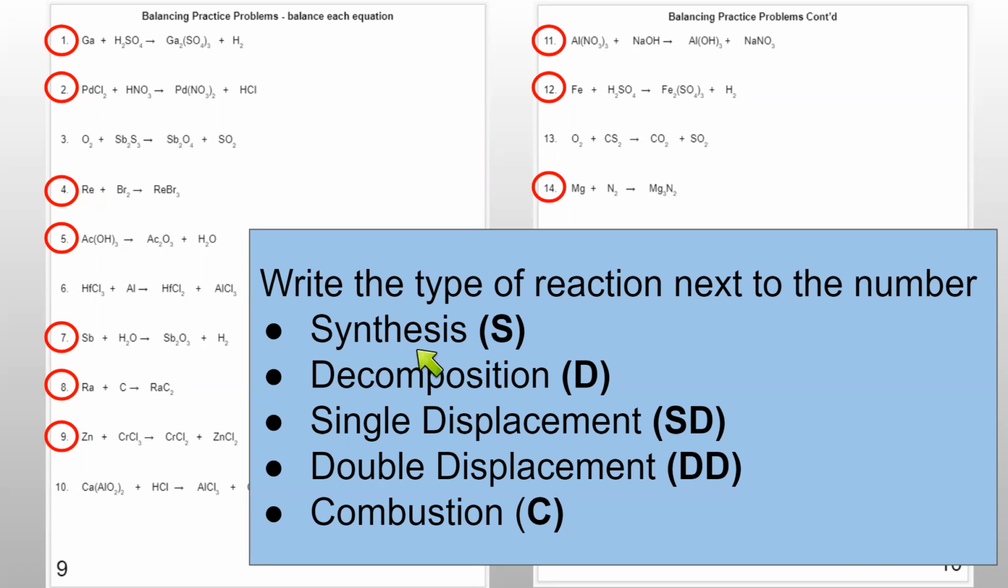Is it synthesis? You don't have to write out synthesis, just write an S. If it's decomposition, just write the letter D. For single displacement, just write SD. For double displacement, write DD. And then for combustion, just write C. You'll write this next to the number off to the side. Okay, I'm going to keep the lecture recording going, and you guys will have about 2 minutes to go through this. You can check with your table partner, but in about 2 minutes, we'll come back together and we'll see if you guys got these right.